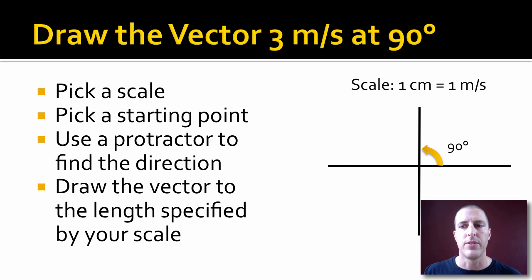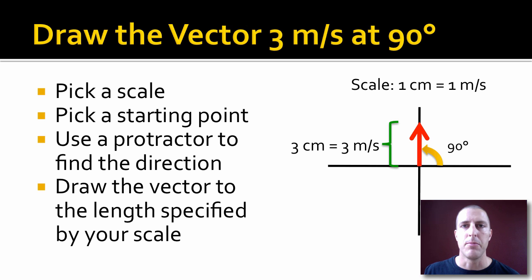So our scale says 1 centimeter is 1 meter per second. We want 3 meters per second, so that's going to be an arrow 3 centimeters long, starting at the center of our axes and pointing in the 90 degree direction. So this is what we'd be looking for. And you'll draw all vectors like this. Could be 3 meters per second.